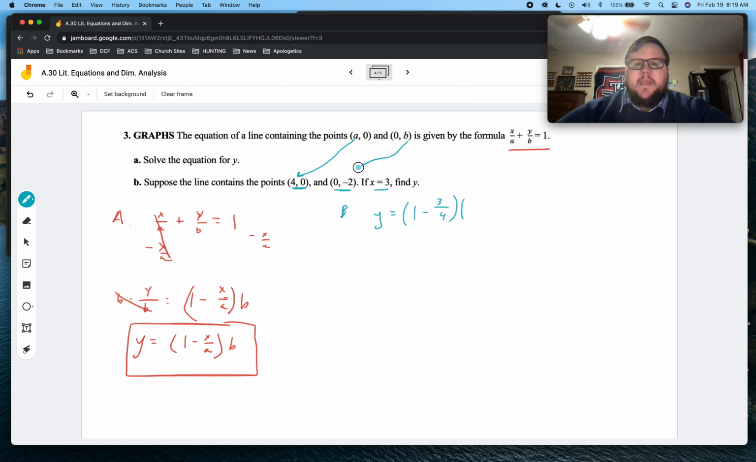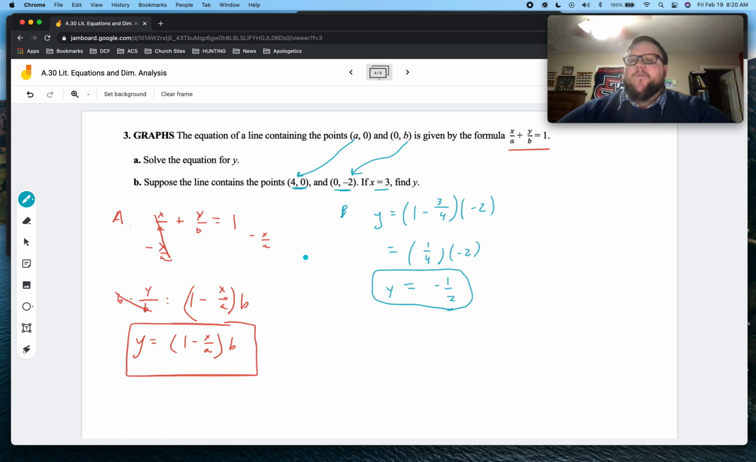And remember, b is the y component. So negative 2. And when you do all of that, you're going to get 1 minus 3/4 is 1/4, times negative 2, which equals negative 1/2. And I left some room because I want to make sure I rewrite y. y equals negative 1/2.